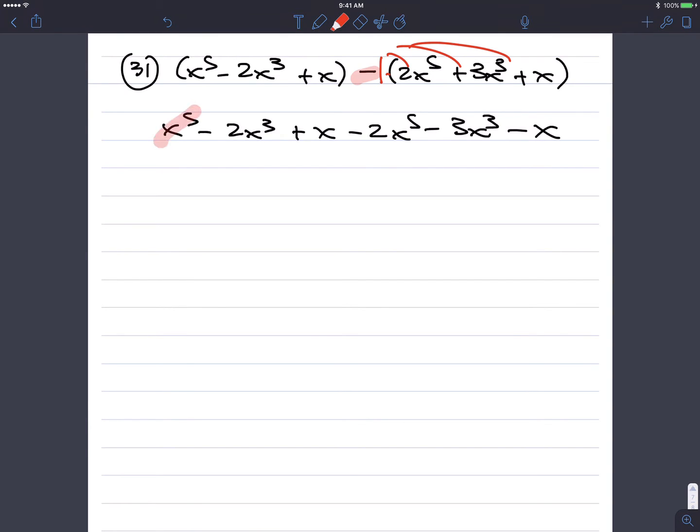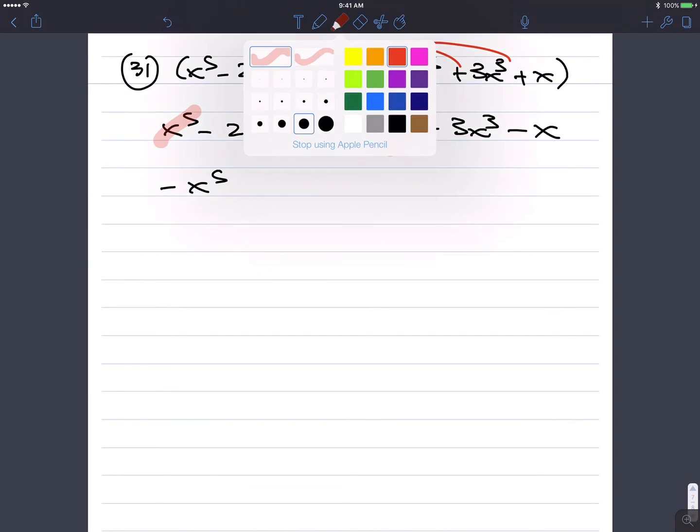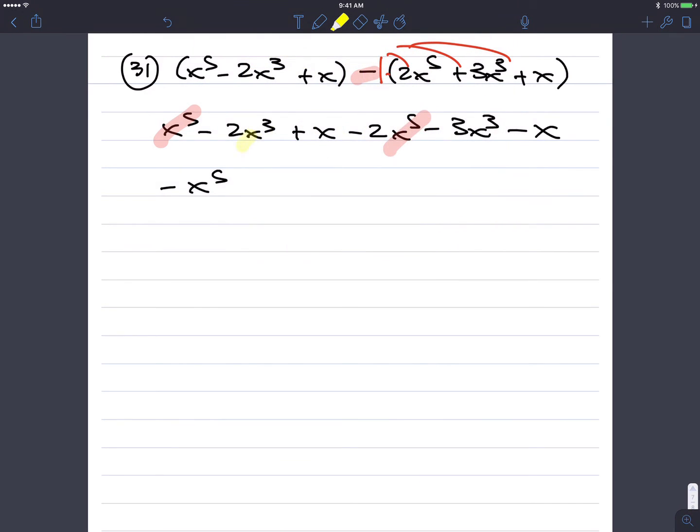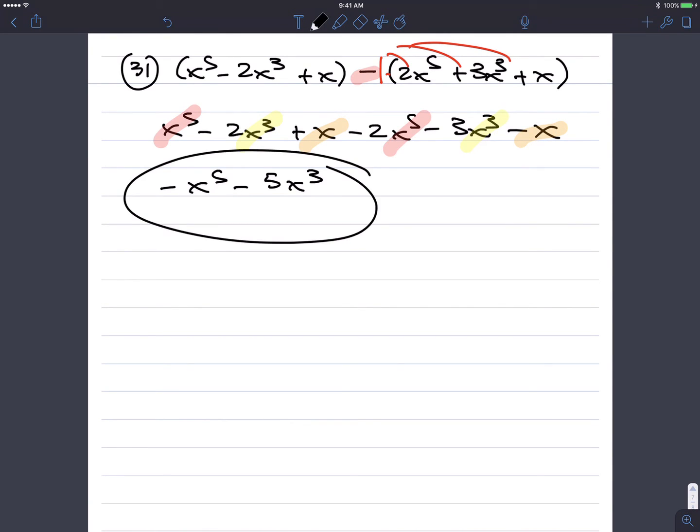Let's find the apples. I have an apple and I owe 2. I owe 1 apple. I owe 2 bananas. I owe 3 bananas. I owe 5 bananas. I have an orange and I owe an orange. My oranges are gone. This is my final answer for 31.